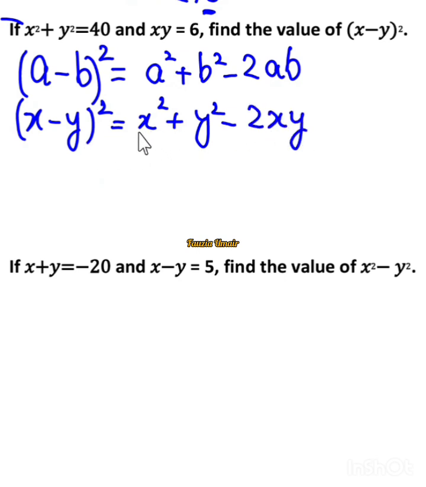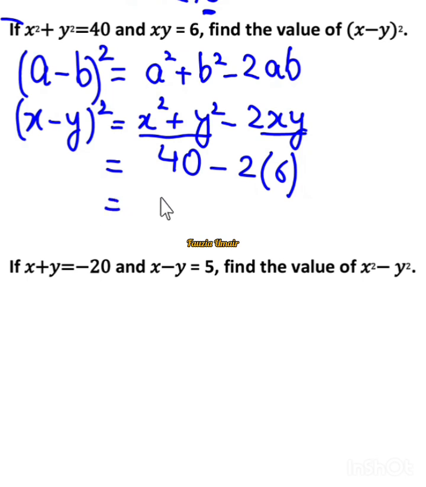So I know this value as well as this value. So the third unknown I can find easily. So x square plus y square is equal to 40. So 40 minus 2 into xy, which is 6. So basically this is 40 minus 12. So 40 minus 12 is 28. So this is your answer.